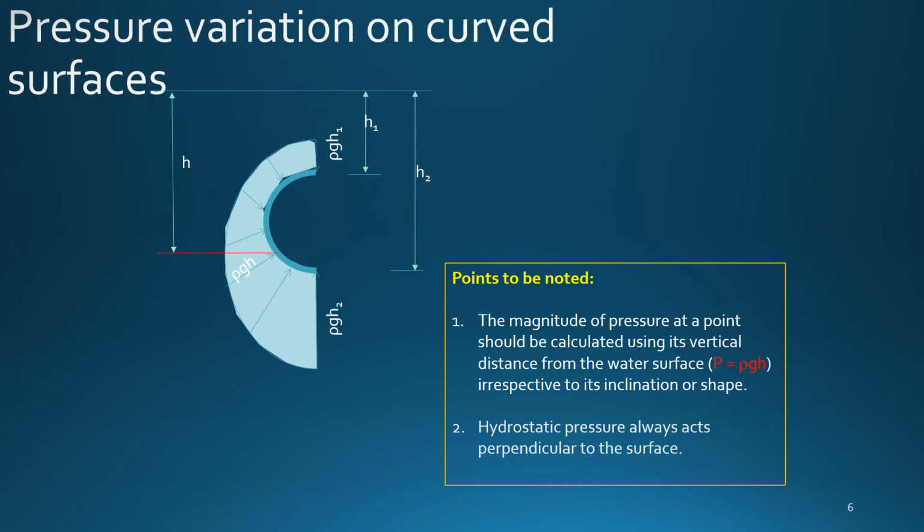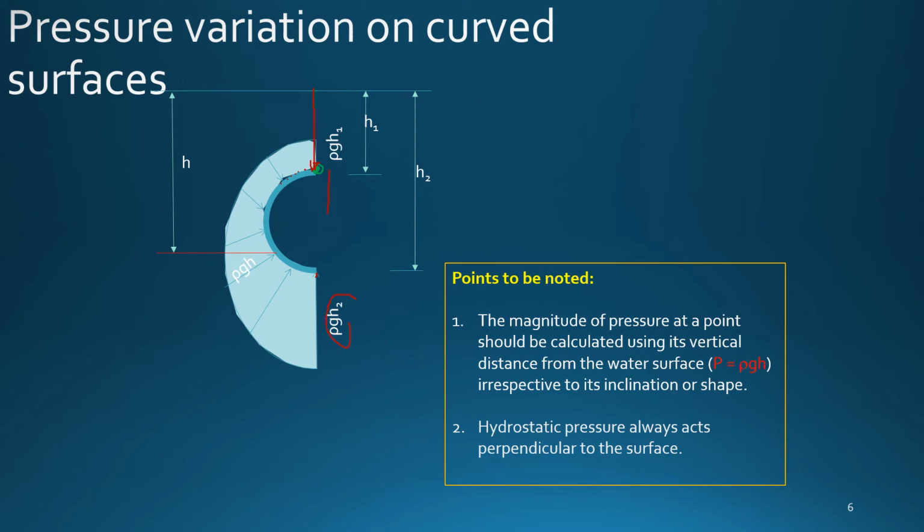Pressure variation on curved surfaces is also similar. It's no different. We use the same concept, but to draw the pressure distribution diagram, we again look at the first principle. The pressure is rho g times h at any point. So what is the pressure at this point? The pressure is rho g times the height or depth of water to that point. As you see here, this increases slowly, and that's why the pressure also increases, and at the very bottom it will be rho g h2.